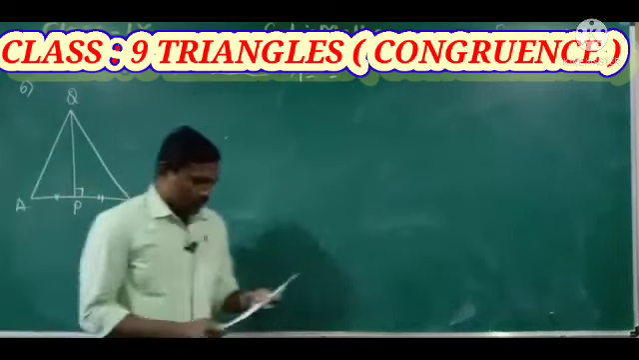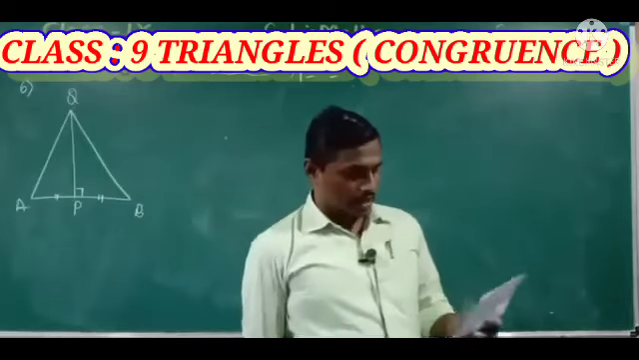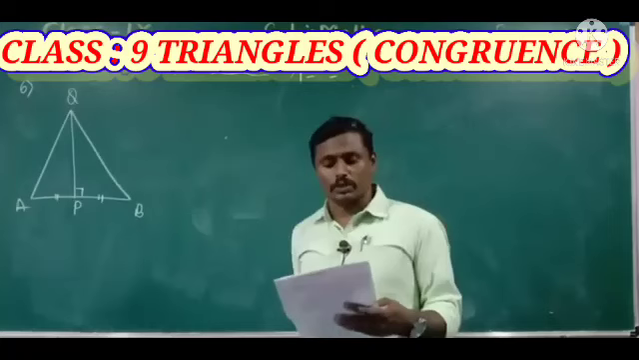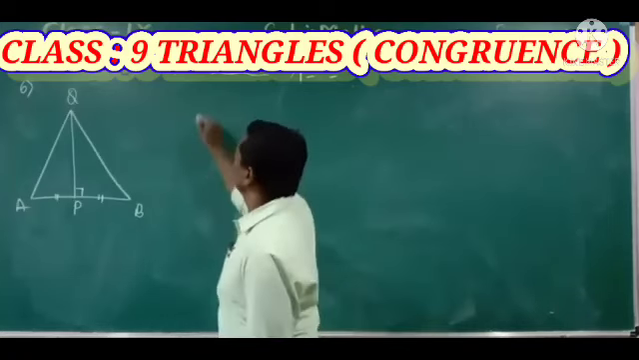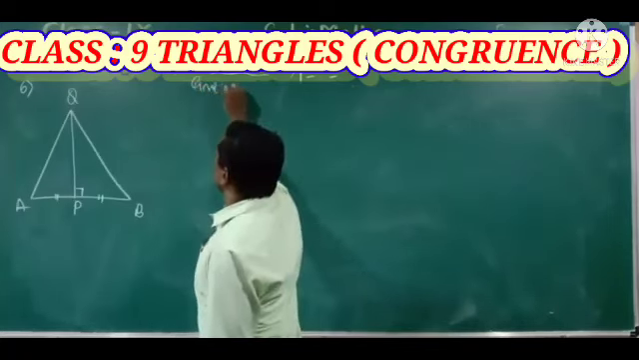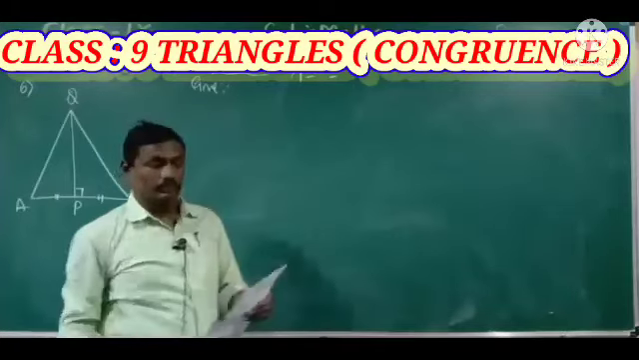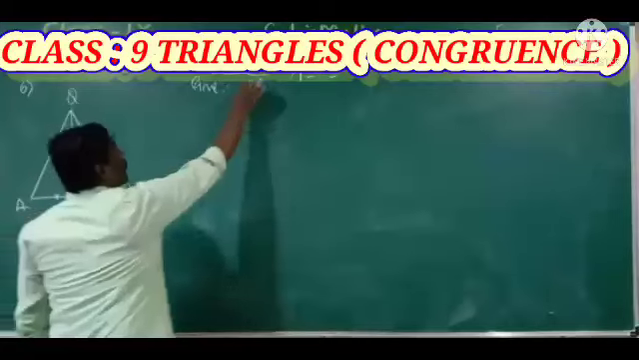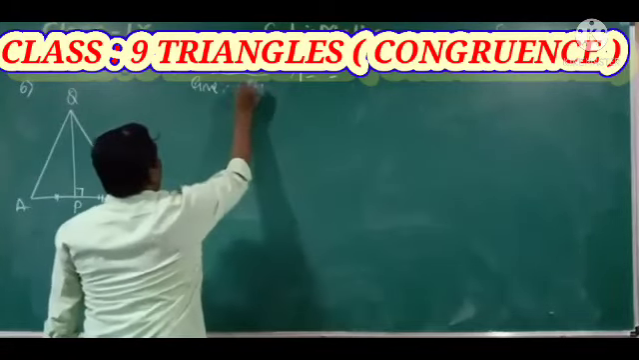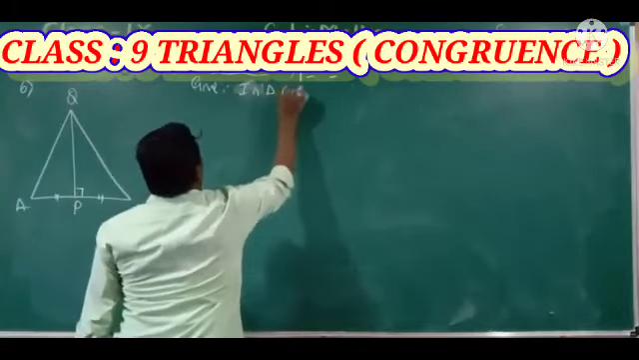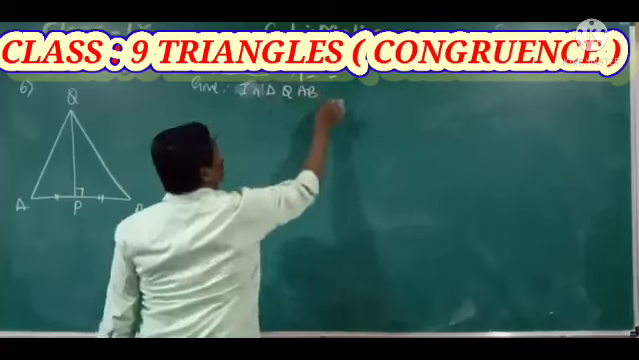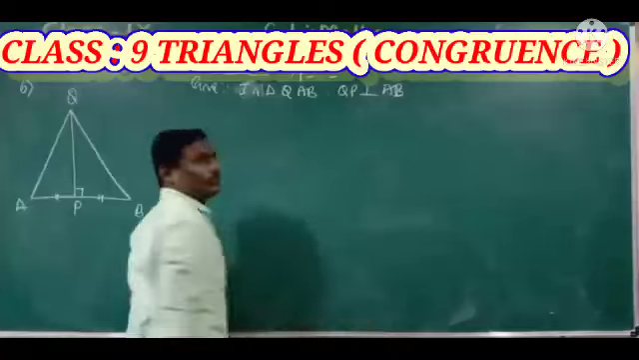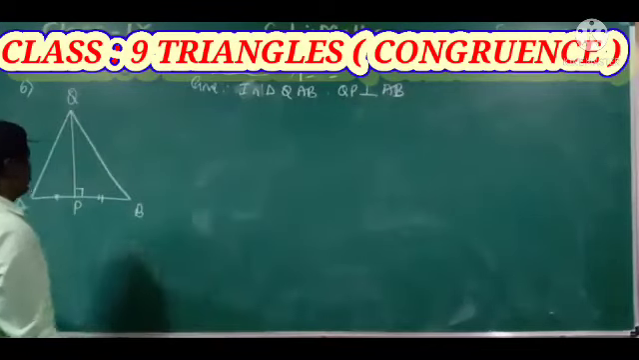Right? So here you need to prove that QA is equal to QB. First, write the given data. What are the given data? In triangle QAB, QP is perpendicular to AB. QP is perpendicular to AB, right?